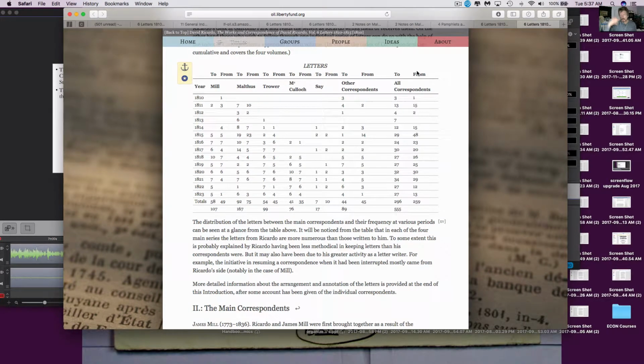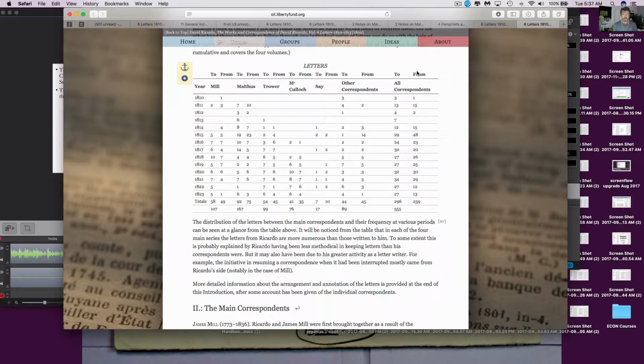I clicked on the hyperlink for the Malthus-Ricardo exchange. As indicated, the works and correspondence are 11 volumes. Volumes 6 through 9 are going to be the letters. And so what I have here is the introduction to volume 6. The introduction introduces readers to all the correspondence. It's the general introduction to the letters for all of the volumes in the letters from 6 to 9.